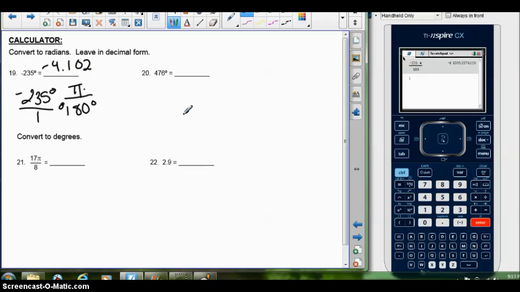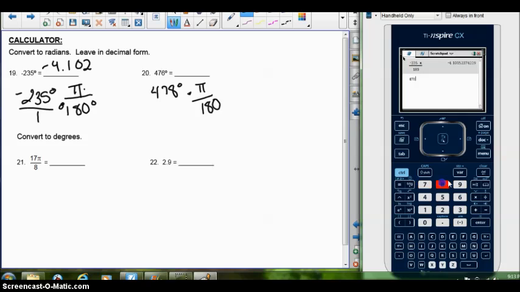Okay, so 478 degrees. And we'll multiply times pi, divide by 180. Okay, so 478 times pi divided by 180. Okay, and we get 8.343.